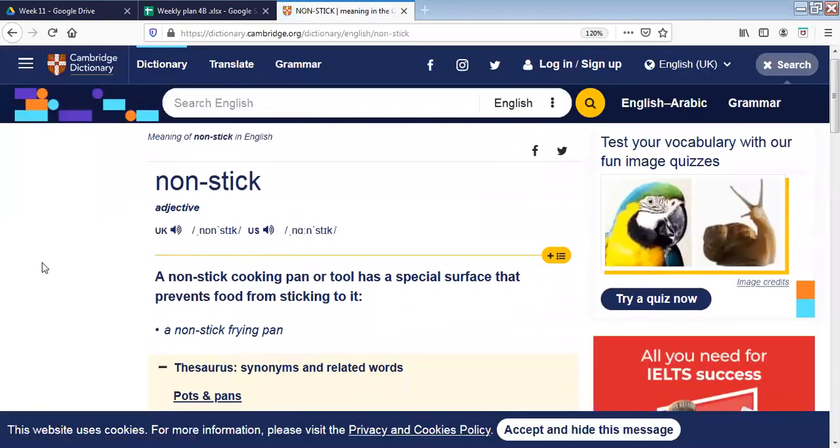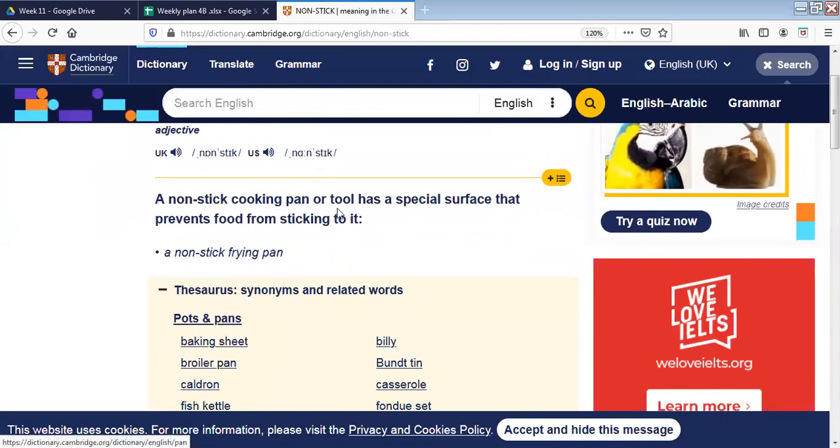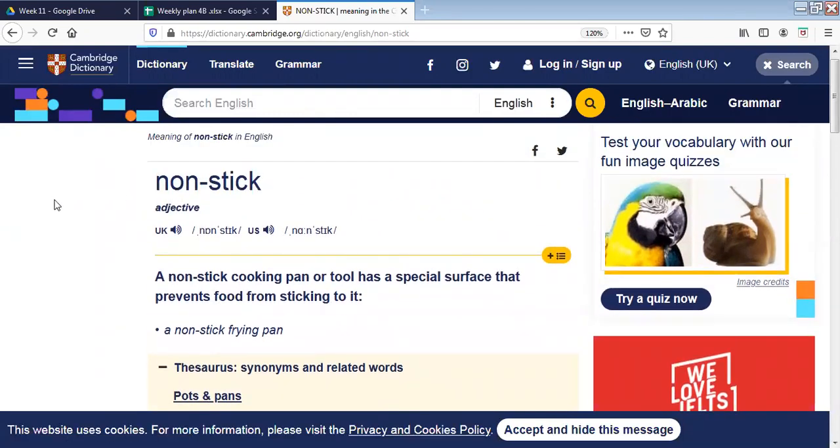Non-stick. A non-stick object, for example a non-stick cooking pan or tool, has a special surface that prevents food from sticking to it. So when I say non-stick, it means something that is not sticky. Like, for example, a pan at home. If you have a pan in your mom's kitchen, this pan has a special surface in order to what? In order not to let the food stick, or in order to prevent the food from sticking to it.